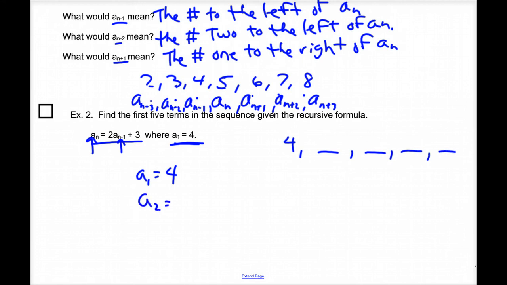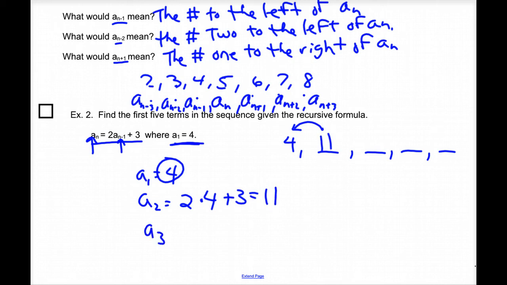Now I'm going to try to find a 2. To find a 2, I need to take 2 times. So to find this one right here, I need to take 2 times whatever's to the left, which is 4. Or I could have said before, which you see 4 before there. And add 3. Order of operations, that gives me 11.